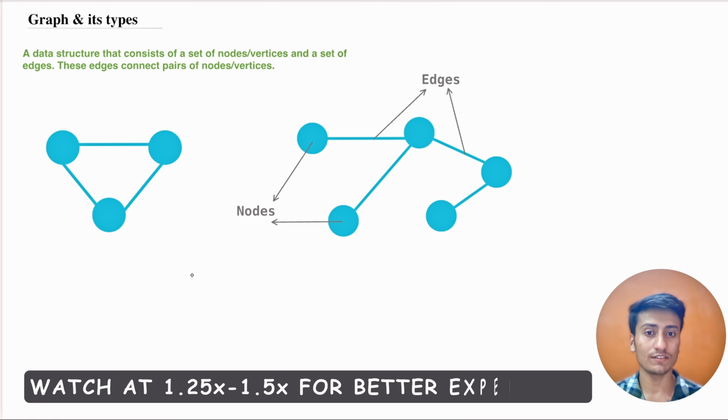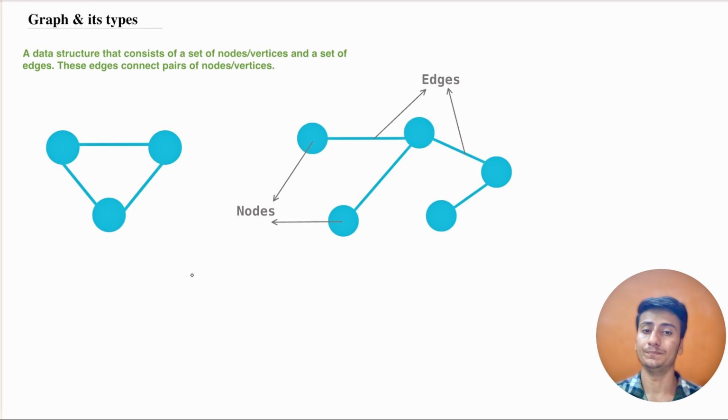We'll learn what is a graph and what are its types. A graph is a data structure that consists of a set of nodes or vertices and a set of edges. These edges connect a pair of nodes or vertices. You can see there are a couple of graphs that are defined below. The circular blues represent the nodes, and the lines connecting a pair of nodes or vertices are referred to as edges.